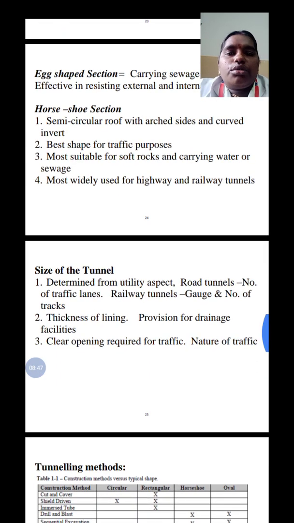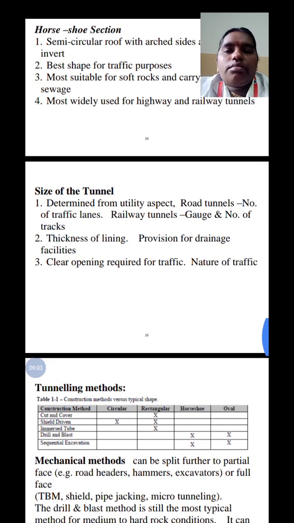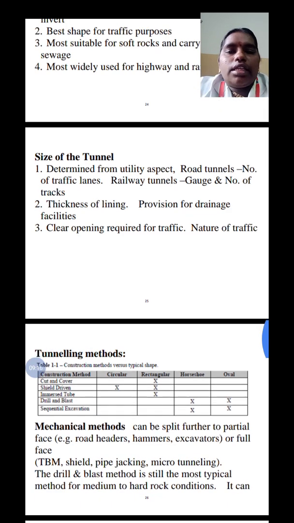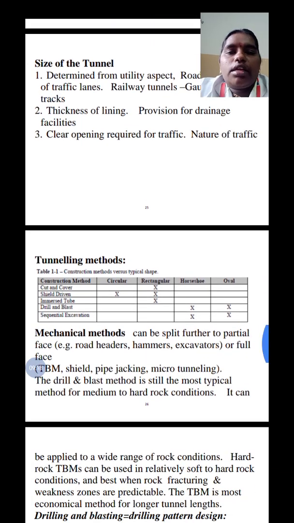Then horseshoe section. It is a semicircular roof with arched side and curved inward. Best shape for traffic purposes. Most suitable for soft rock and carrying water or sewage. Most widely used for highway and railway tunnels. Next one is size of the tunnel. The size of the tunnel is determined from utility aspect. First one, road tunnels: number of traffic lines, and gauge and number of traffic tracks, etc.